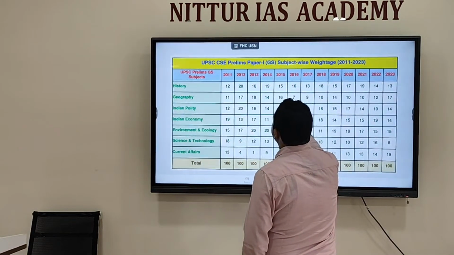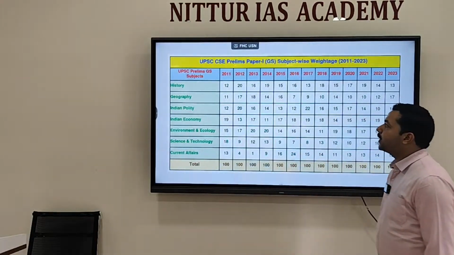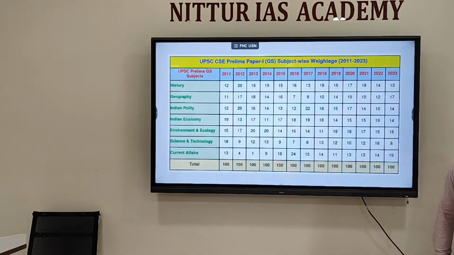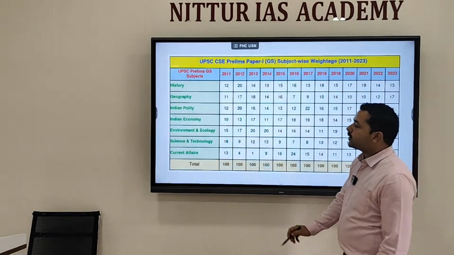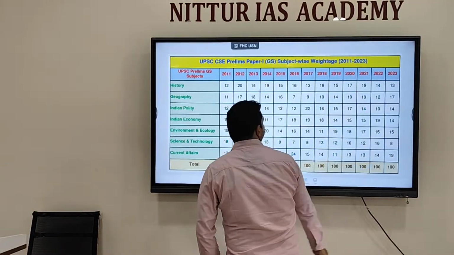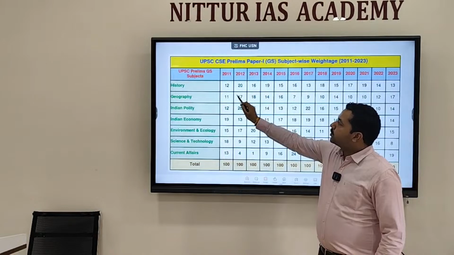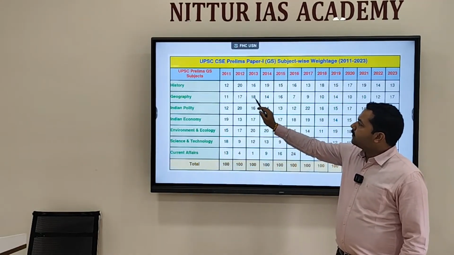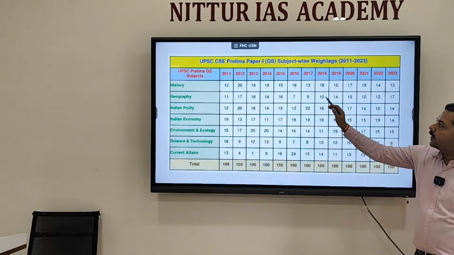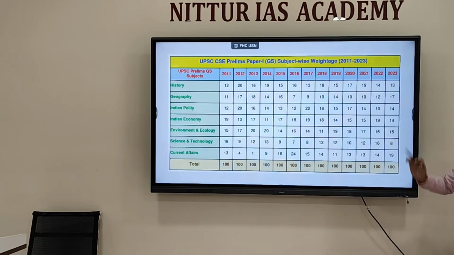Now here you are finding subject-wise weightage from 2011 to 2023. What questions are you getting? So you can see the geography part, how much you are getting. You see the number of questions: 11 questions came, then 17, 18, 14, 16, 7, 9, 10, 14, 10, 10, 12, 17. Clear? So this is the number of questions that has appeared from geography in the examination.